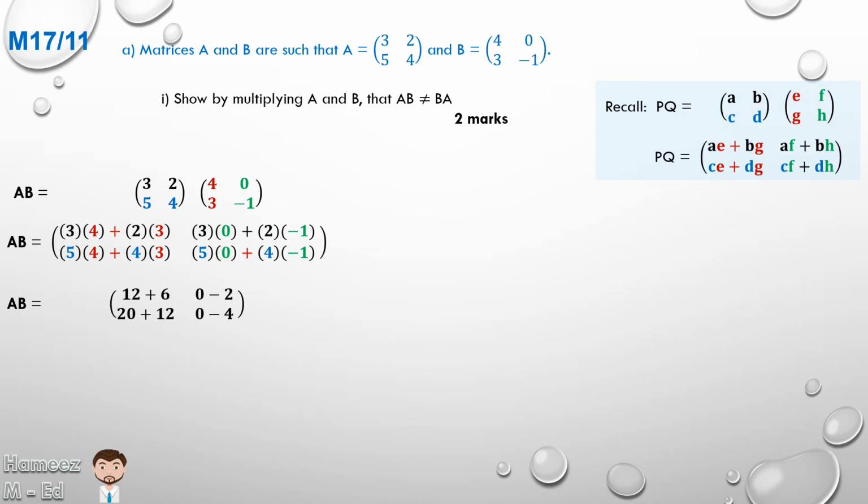And we can solve for AB. 12 plus 6 is 18. 0 minus 2 is minus 2. 20 plus 12 is 32. And 0 minus 4 is minus 4. Now that we've found AB, we need to find BA.